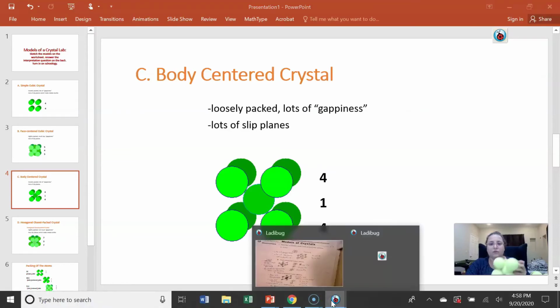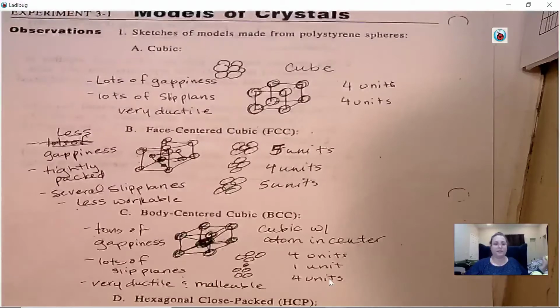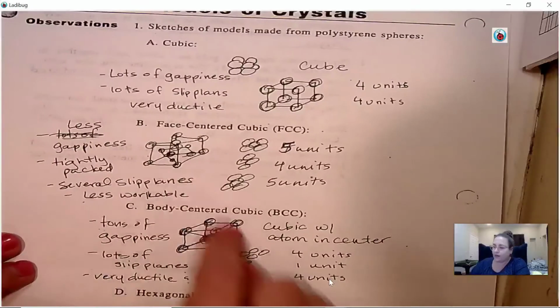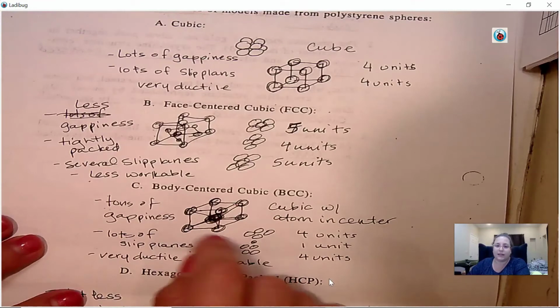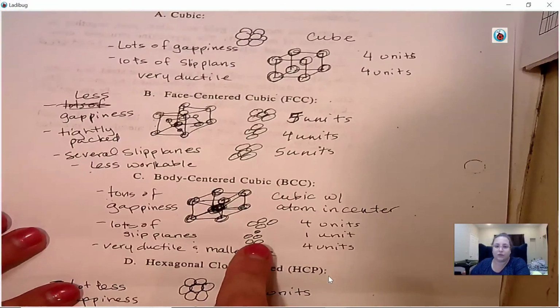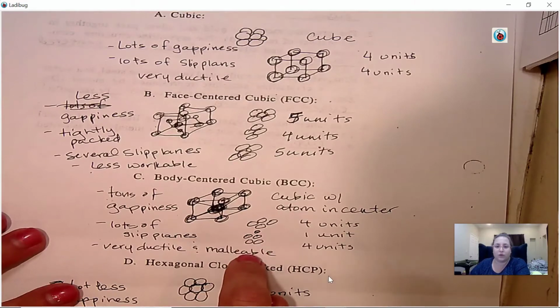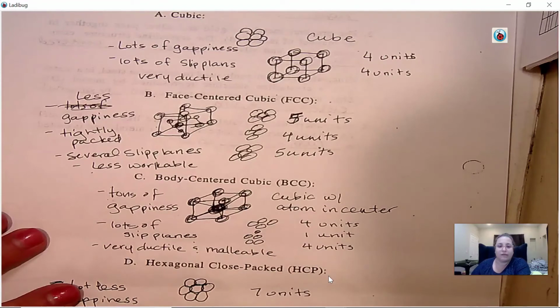And let's go back to my dot cam. So BCC was a lot easier to draw because I drew my cube again right here. I drew my cube, and then I just drew another atom in the middle and connected them all together. And then I also drew how it's stacked: 4 units on top of 1 unit on top of 4 units. Basically, it's like a cubic with an atom in the center of it.